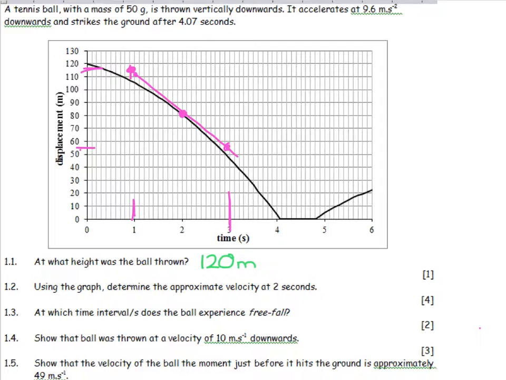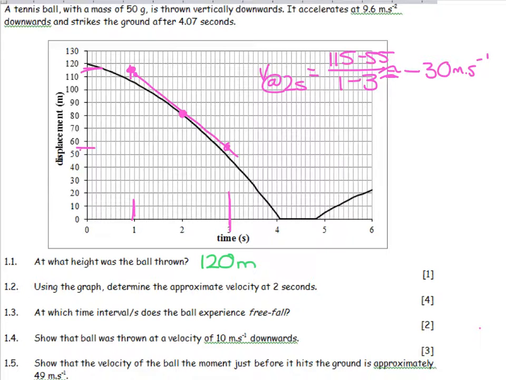So then the gradient is equal to velocity at 2 seconds, which is equal to change in y over change in x, and that is equal to negative 30 meters per second, or approximately negative 30 meters per second. At which time interval does the ball experience free fall?